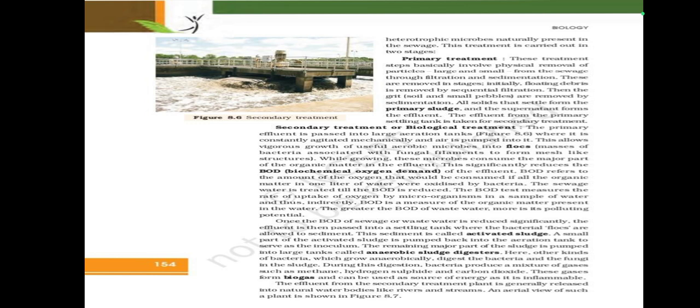Here other kinds of bacteria which grow anaerobically digest the bacteria and the fungi in the sludge. During this digestion, bacteria produce a mixture of gases such as methane, hydrogen sulfide, and carbon dioxide. These gases form biogas and can be used as a source of energy as it is inflammable. The effluent from the secondary treatment plant is generally released into natural water bodies like rivers and streams. An aerial view of such a plant is shown in figure 8.7.